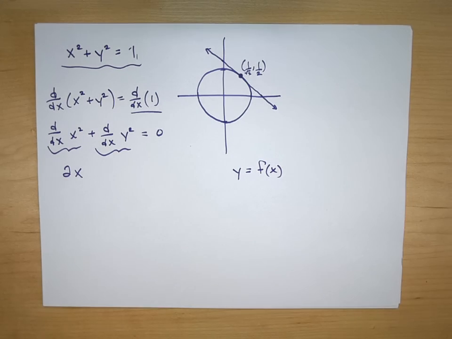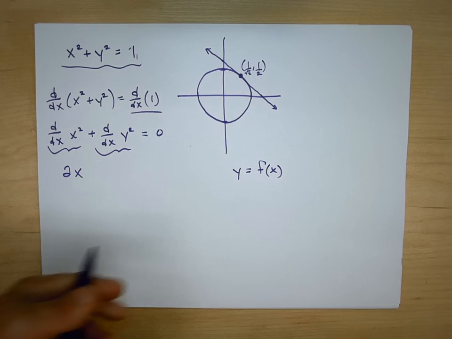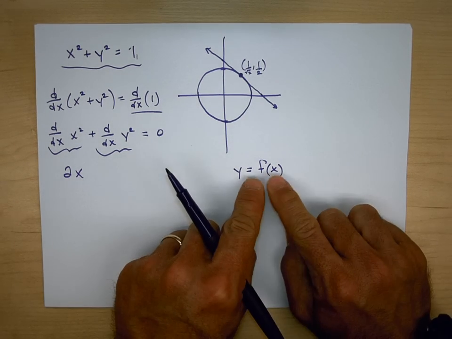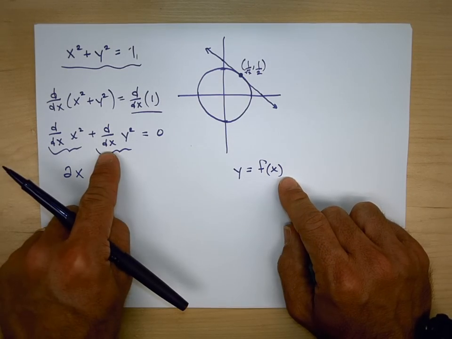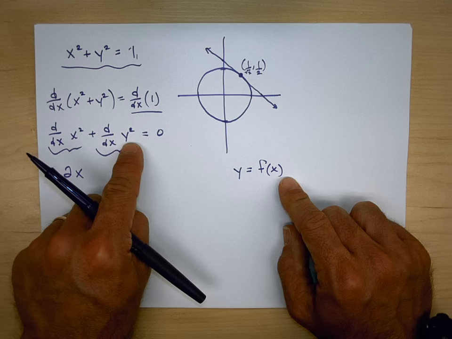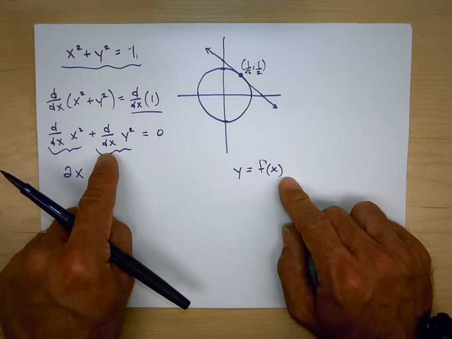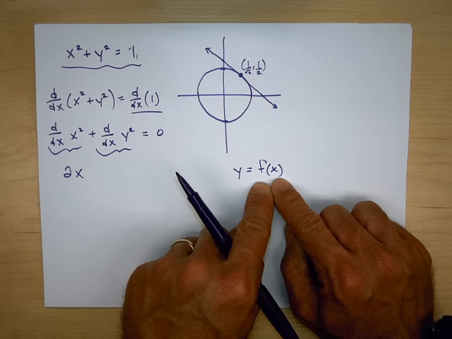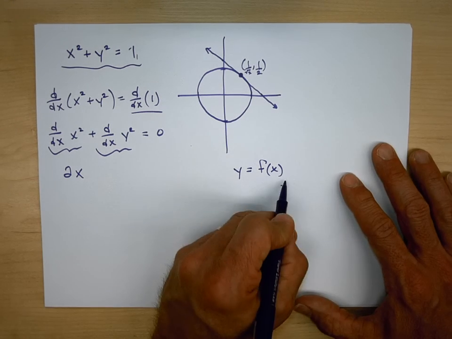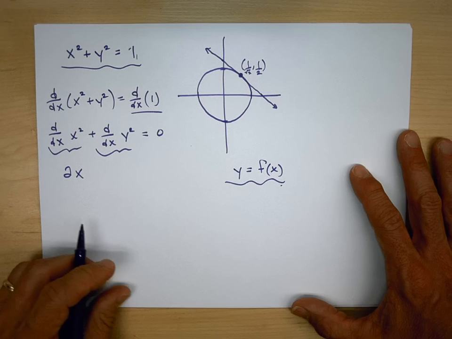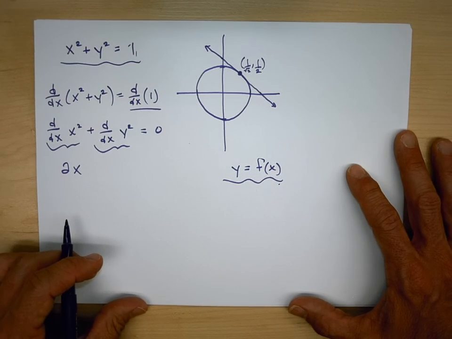And this is not uncommon, that we don't know explicitly what y is in terms of x, but we can still find the derivative with respect to x. So the answer is not 2y, all right? Because there's a function in there that's being squared, and we don't know what that function is. So this is maybe a way to think of how we could approach this.